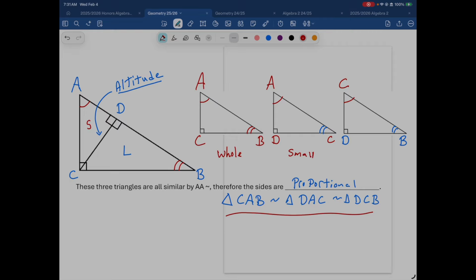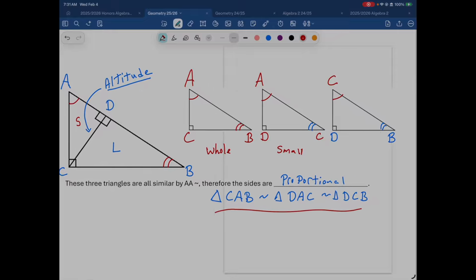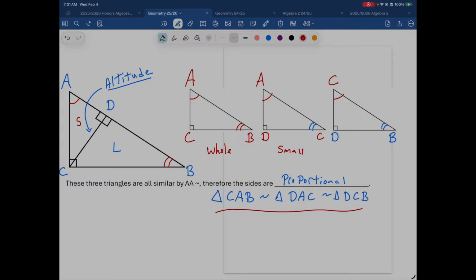So now these 3 triangles are going to be similar to each other, and we've got our similarity statement. This is just a way to set it up. If we want to find missing sides, we could find missing sides.